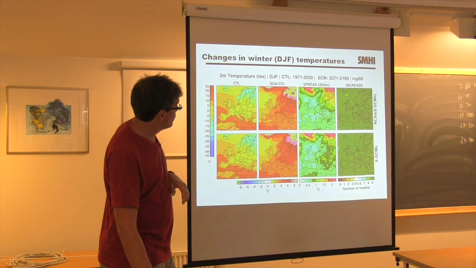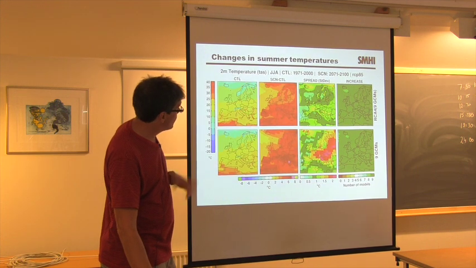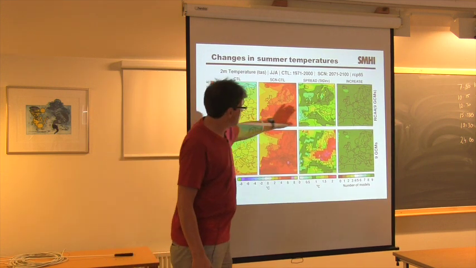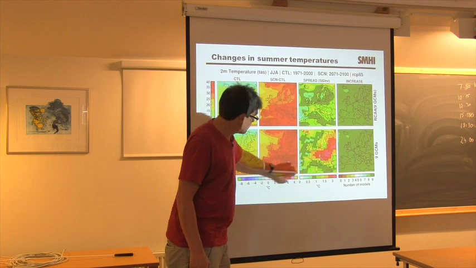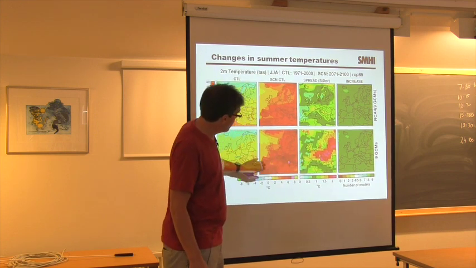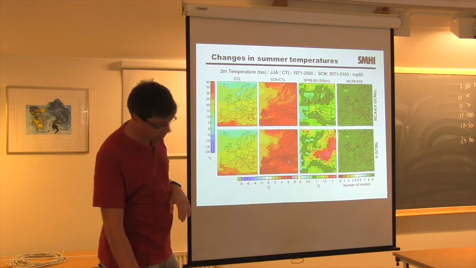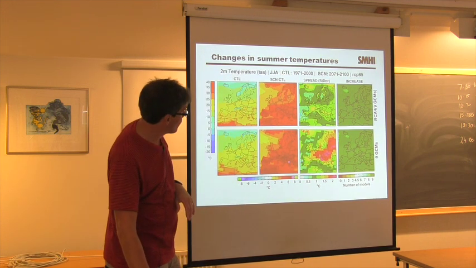So that was for wintertime temperatures, and then for summertime temperatures the pattern is different. Then we have the strongest signal, maybe here in the south instead, in the Mediterranean area. But also again, up in the north, there are changes up here in the Arctic region that are really important.